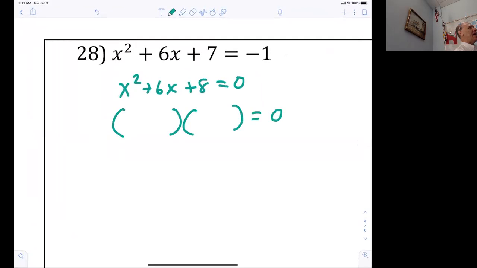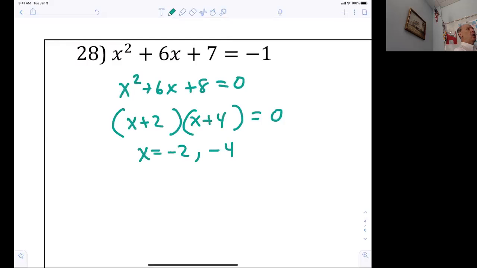All right, I need the answers. X plus 2 and x plus 4. Yes, x plus 2, x plus 4. That sounds much better than saying x and x, plus and plus, 2 and 4. And then x equals -2 or x equals -4. And you can do a comma if you want. That means x can be -2 or -4.